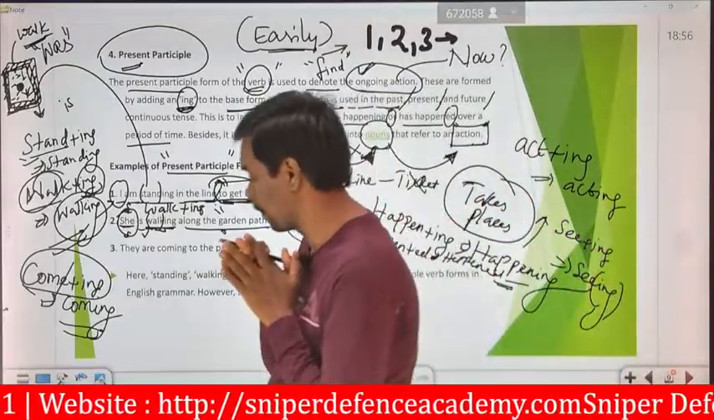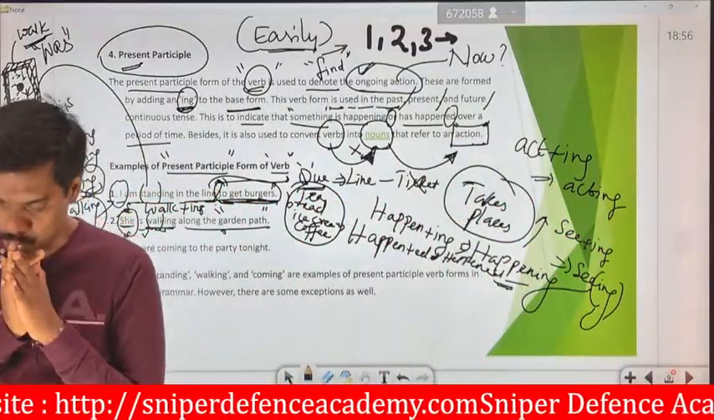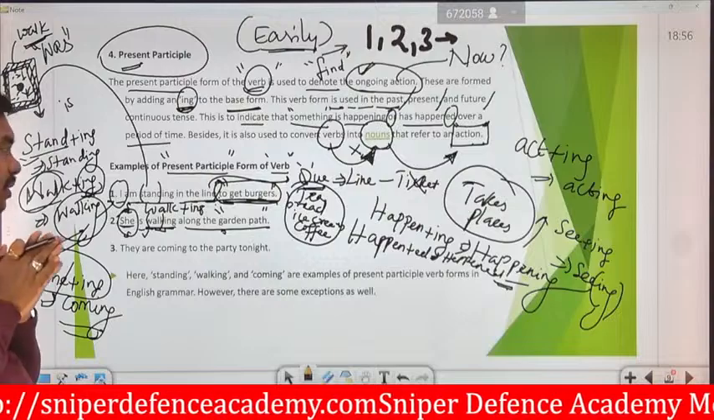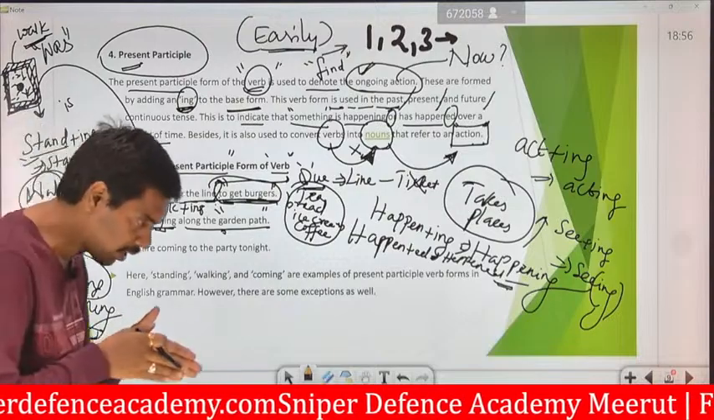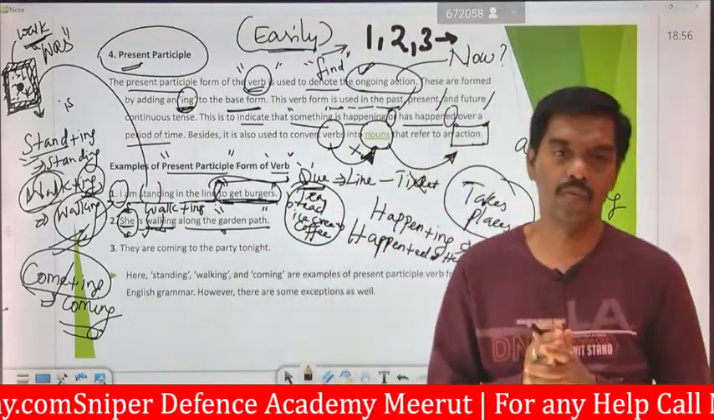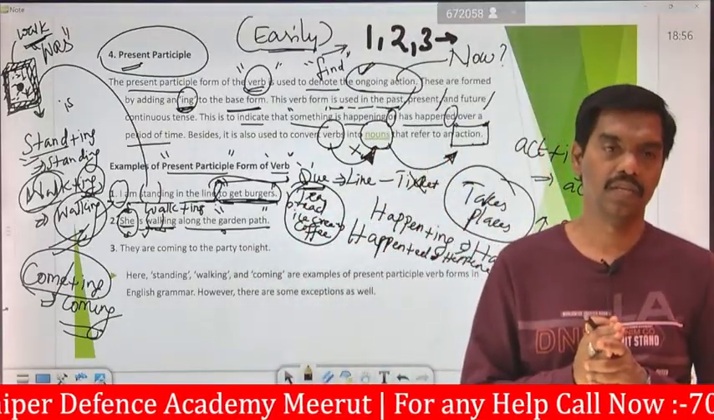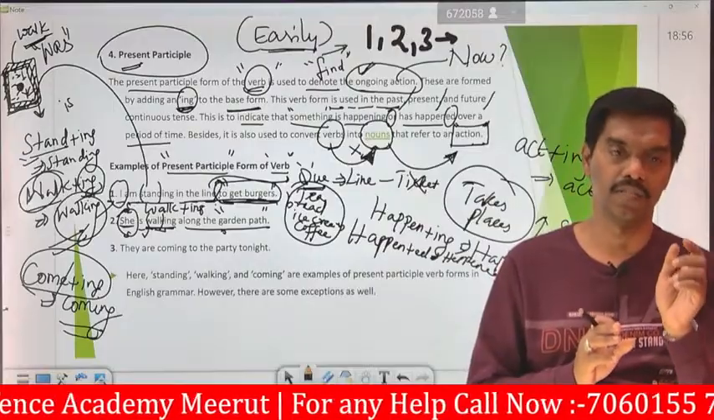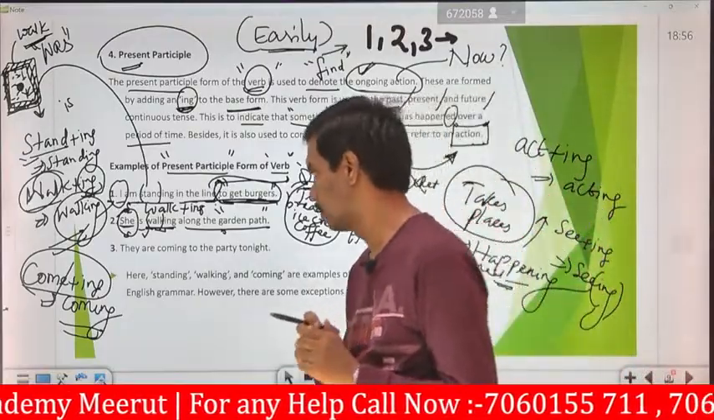So what they are saying is, the girl is walking along that garden path. She follows the garden path and she is walking. Walk plus ing gives walking. It is said to be a present participle. Okay, second one.